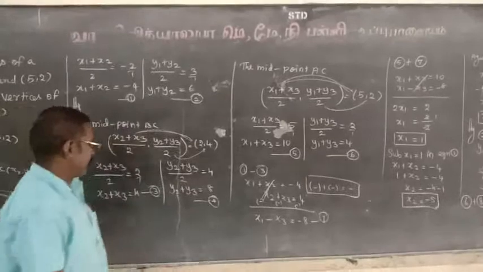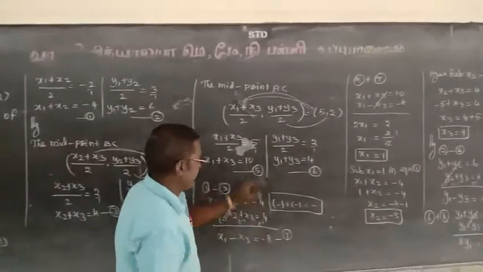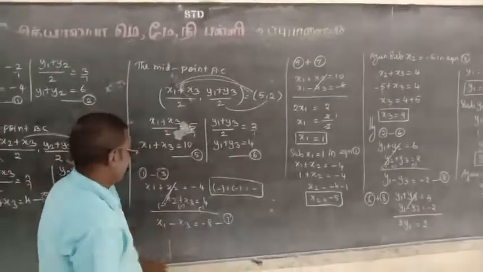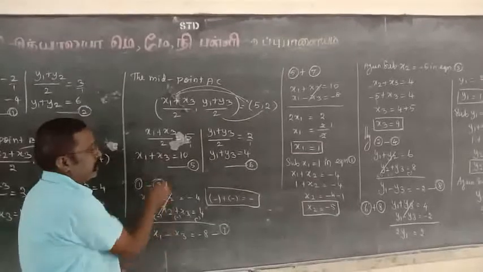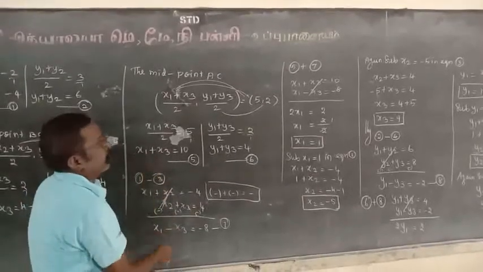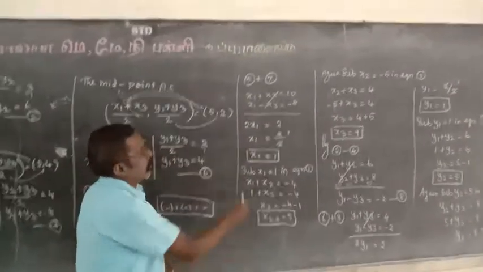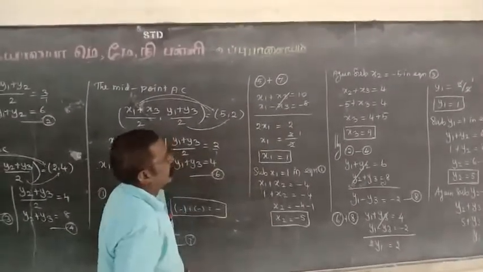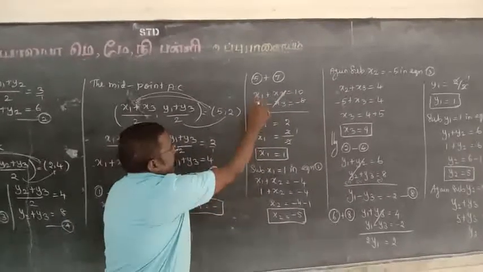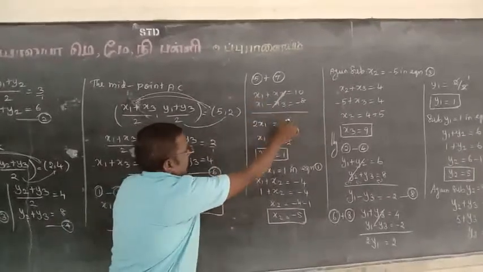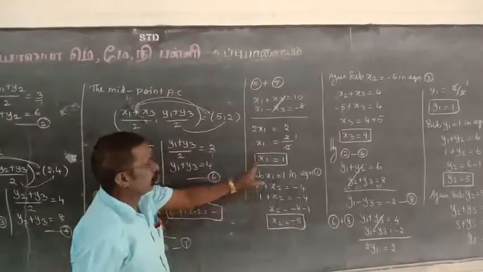Next you take equation number 5 and equation number 7 and solve these two equations. Here plus x3, here minus x3, so add these two equations. x1 + x3 equals 10 and x1 - x3 equals -8. These two terms cancel, so 2x1 equals 2, x1 equals 2/2 equals 1. So x1 equals 1.